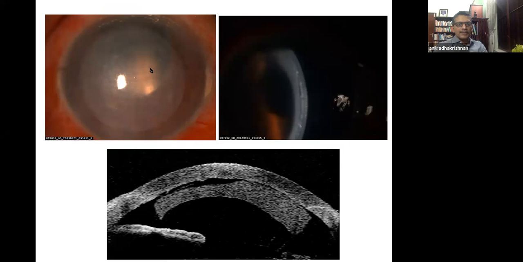This is a one-day picture post DSEK. You can see that the graft is sitting there, but even on the slit lamp, you can see that there is some space between the donor stroma and the recipient, which is evident in the anterior segment OCT. You can see the incision over here. The graft is really thick. Most likely this is a primary graft failure. And I could find a small error in the procedure that I did also. Some bit of basement membrane is left here.